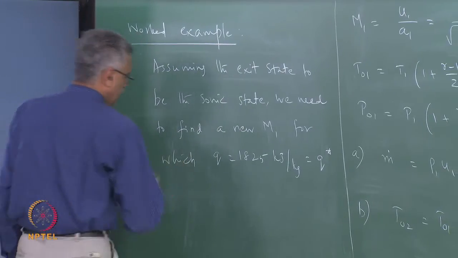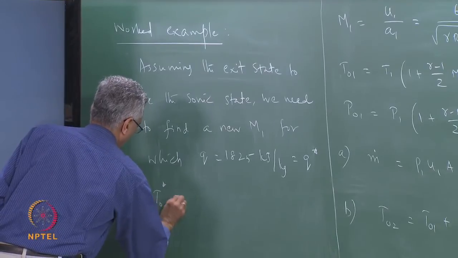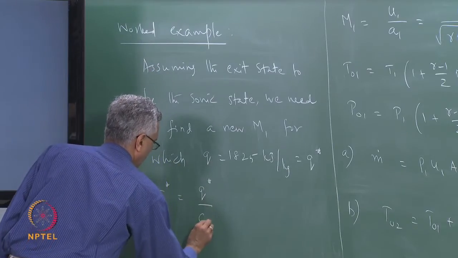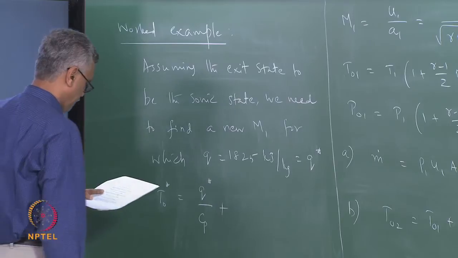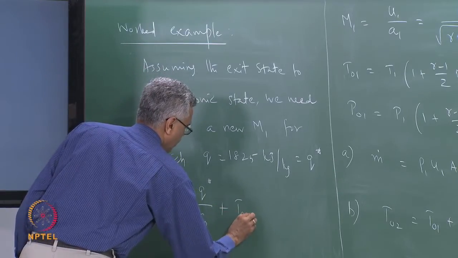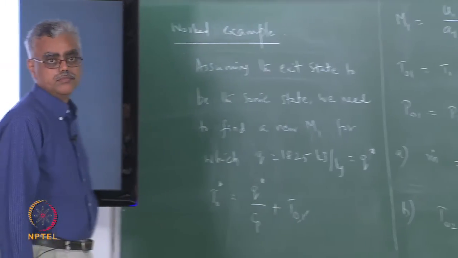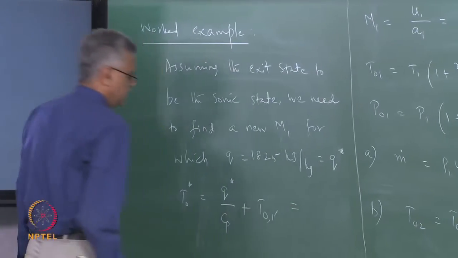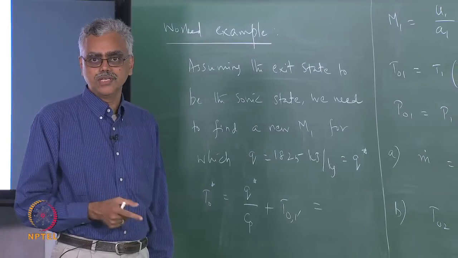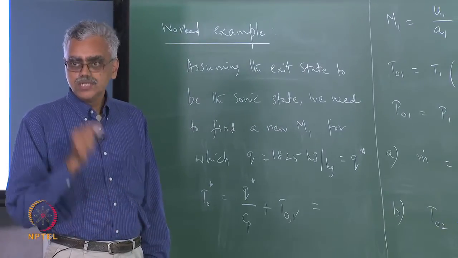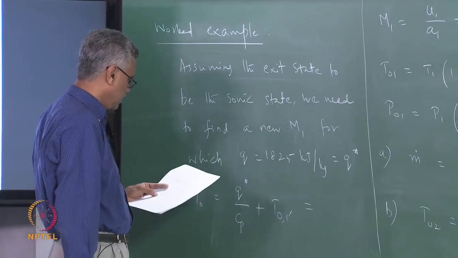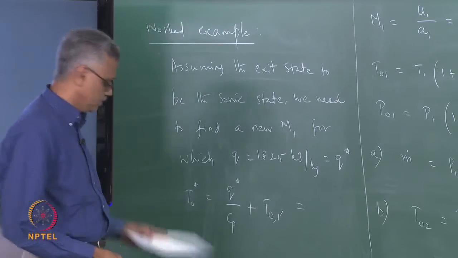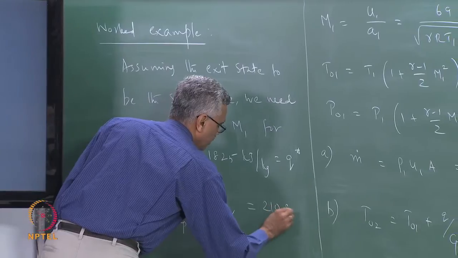So this means for the new inlet condition, T0 star is equal to Q star over Cp plus T01. Let us denote the new star with a prime, because there is a new star, we cannot use 1 anymore, we use prime. But remember, the stagnation temperature for the new state is also the same. The stagnation conditions do not change. Only the static conditions change. We argued that before. So if you substitute the numbers, T01 prime is equal to T01, and you get T0 star to be 2108 Kelvin.